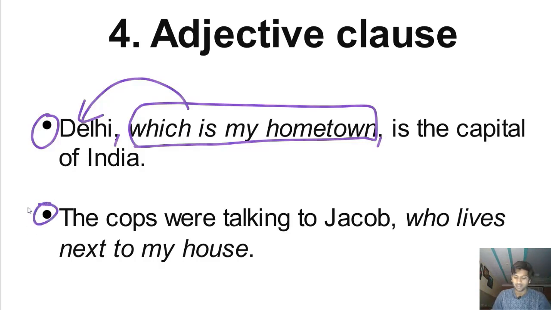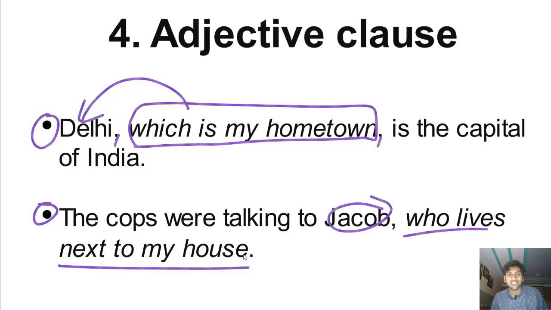Number 2, the cops were talking to Jacob, who lives next to my house. The cops were talking to whom? Jacob. It's a proper name of a person. Jacob, who lives next to my house, right? Non-essential information. We're talking about Jacob, all right?